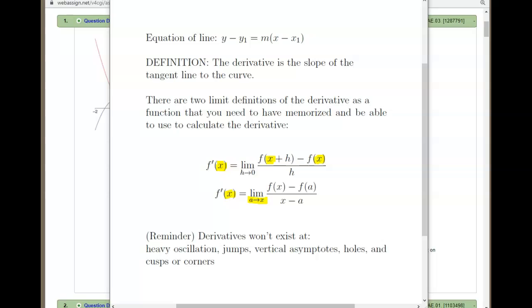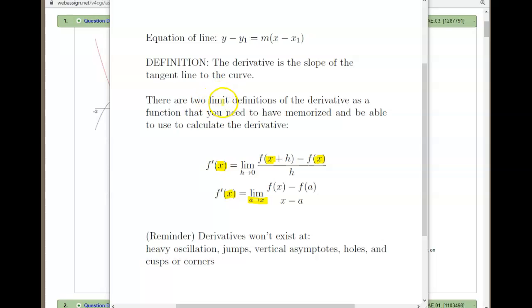This is the video for Math 120, section 2.7. I want to remind you of the equation of the line. We're going to need that for the equation of the tangent line. We also need the definition of the derivative. The derivative is the slope of the tangent line to the curve.